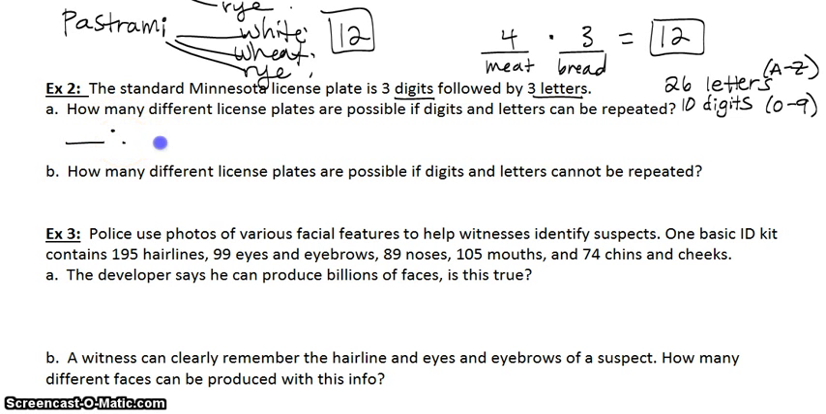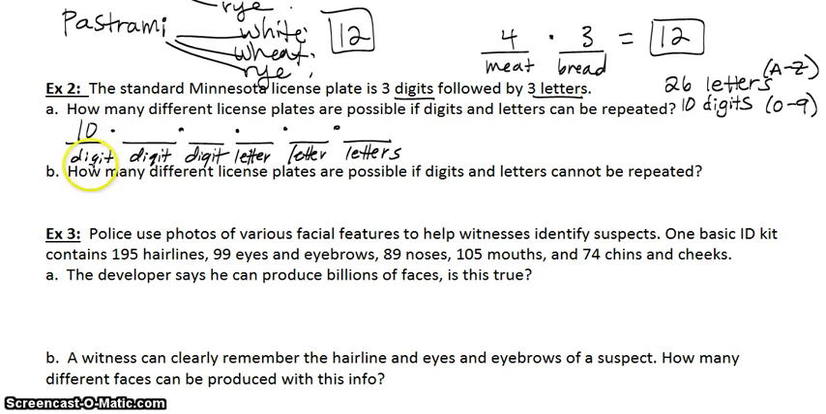In this situation, some of the categories are repeated, but that's okay. I'm going to do 6 things because I'm going to do 3 digits times 3 letters. So that means I need 6 blanks total. The first 3 blanks are for how many digits I could possibly select, and my last 3 blanks are how many letters I could possibly select. I just told you there's 10 digits, so there's 10 digits in that group, and we're saying that it can be repeated.